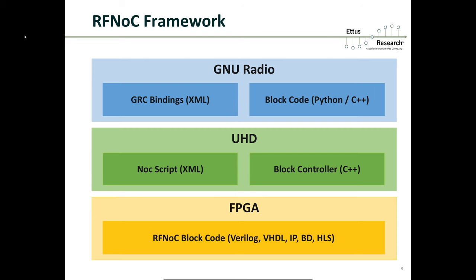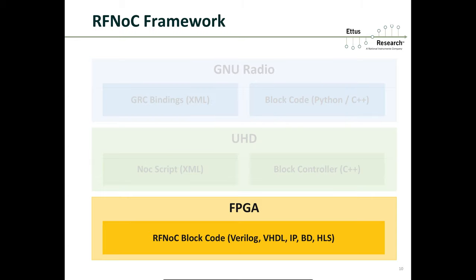We used RFNoC mod tool to create our gain block, but it only contains skeleton code. We need to go through three steps to fully implement our block: the FPGA implementation, which will be writing Verilog code; the software implementation, which will be writing the block controller; and the process to integrate our block into GNU Radio. First, we will go over the FPGA implementation.